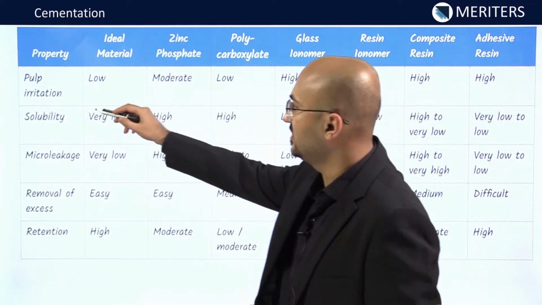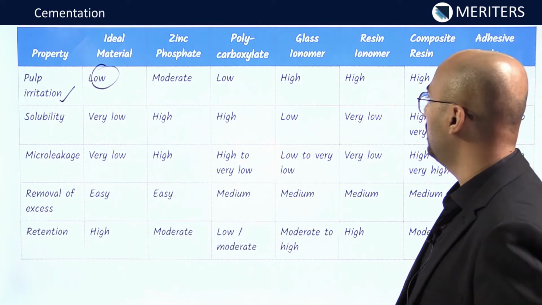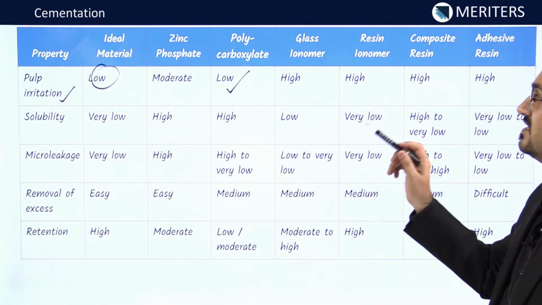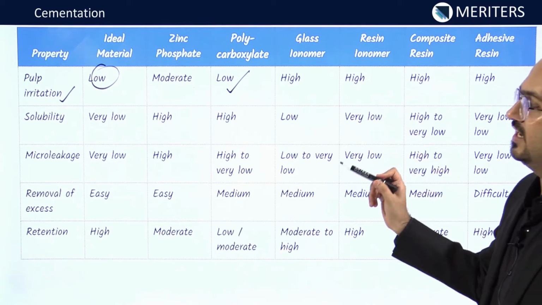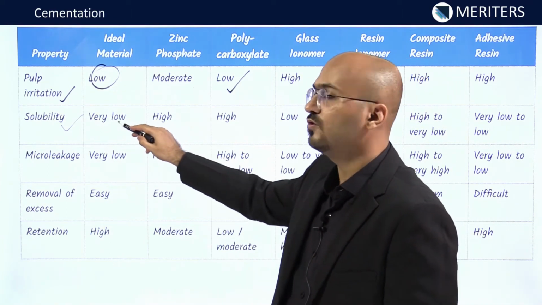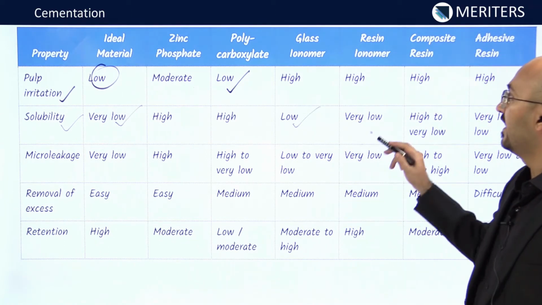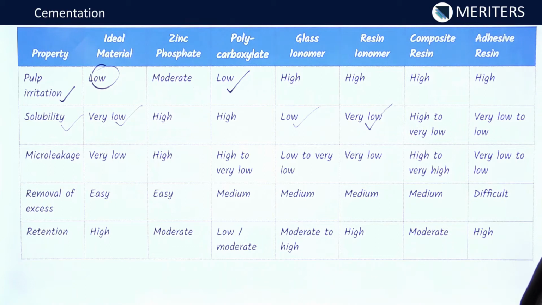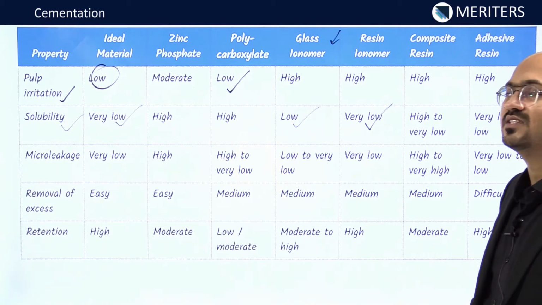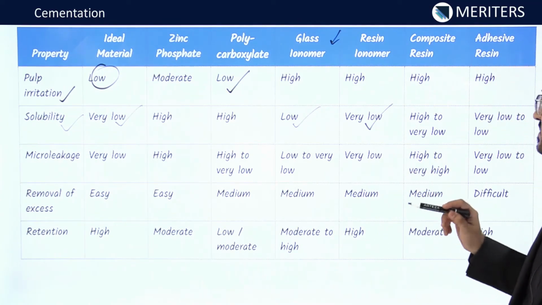Then coming to pulp irritation, which should definitely be low. We do not want the material to cause any irritation to the pulp. Polycarboxylate cement has very good properties when it comes to pulp protection. The other cements are relatively not as good as polycarboxylate. Then comes solubility. So it should not be soluble. The cement should not be soluble in the oral fluids or saliva, which should be very low. So glass ionomer is not really soluble, and resin modified glass ionomer is also not very soluble in the oral saliva, but you require a lot of isolation for cementation with glass ionomer, because contamination of glass ionomer with saliva will cause changes in the setting property of glass ionomer cement.